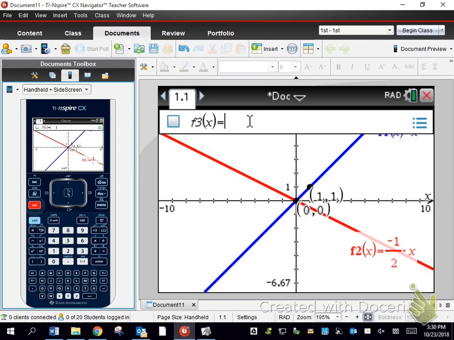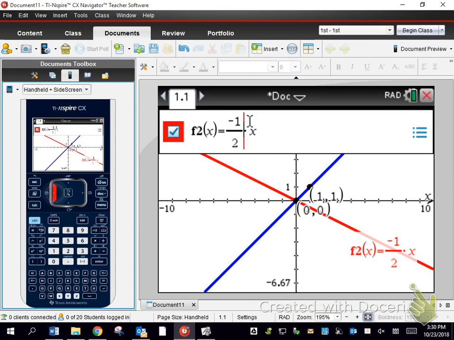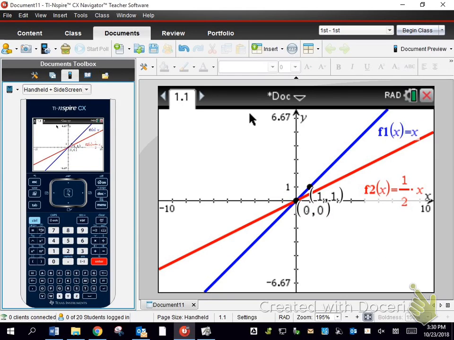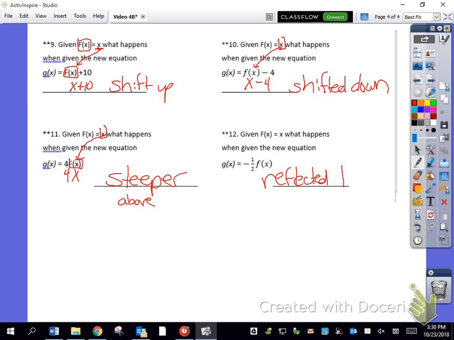And then I'm going to take the negative off. So take off the negative, and then hit enter. And it's lower. So if it's lower, I'm going to say less steep. And the reason it's less steep is because it's under the original. And that's graphing parameters.